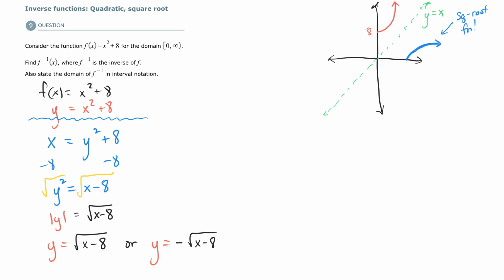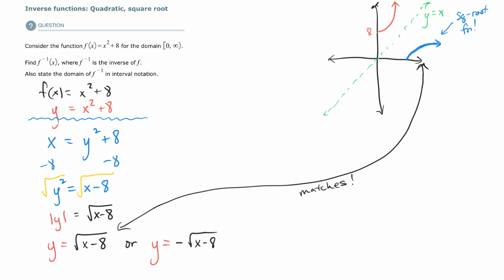So which one is this? Well, it can't be the second one. Notice that from your quick sketch of your graph, which one matches? This sketch here matches with that one, just by understanding your basic graphs. Whereas this one here does not match.